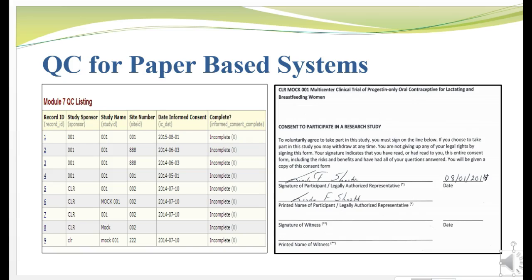It contains common identifier and informed consent information. If you look at the listing data for Record 1, you'll see that the date of informed consent is August 1st, 2015. But if you go over and look at the informed consent document, you can see that the date is actually recorded as August 1st, 2014. So the 2 years don't match. You would have marked this as a data entry error.